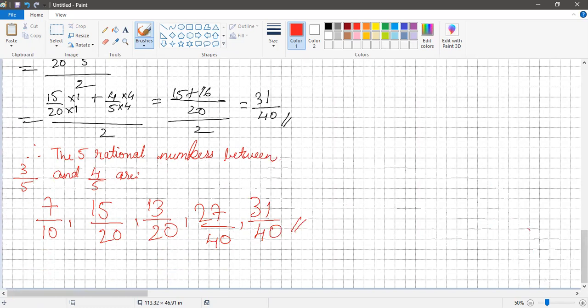But if you are solving using the first method, this will be quite shorter, okay? So that is your third question. Now let us move on to the next question.